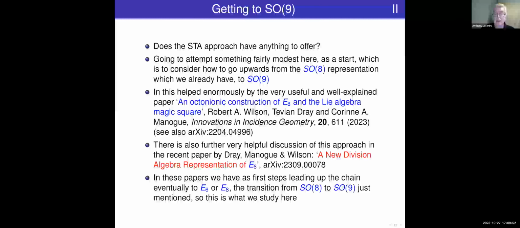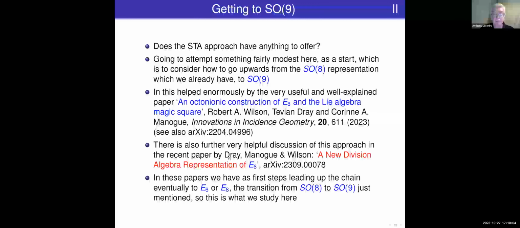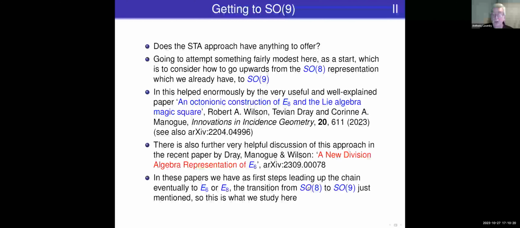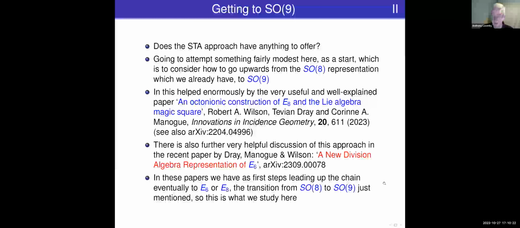In this, I was helped a great deal by two papers. This paper here by Wilson, Gray, and Minogue, which appeared last year. And then very recently, which was also being discussed by Tevian in his recent talk, this paper here, a new division algebra representation of E6. In these papers, we have as first steps leading up the chain eventually to E6 or E8 the transition from SO8 to SO9. So that's what I'm going to look at here.